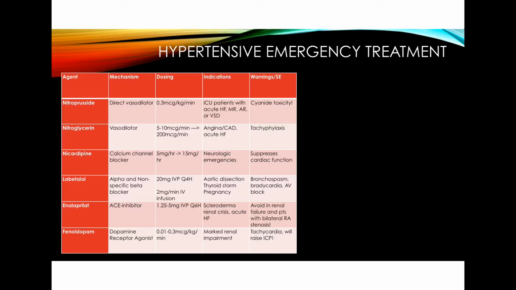So in general, these first two agents are helpful in cardiac emergencies. These two agents are particularly effective in neurologic emergencies. Fenoldopam is particularly effective when the primary emergency is with the kidney. And IV enalaprilat is helpful specifically in the renal emergency of scleroderma renal crisis and in cardiac emergencies, specifically acute heart failure.